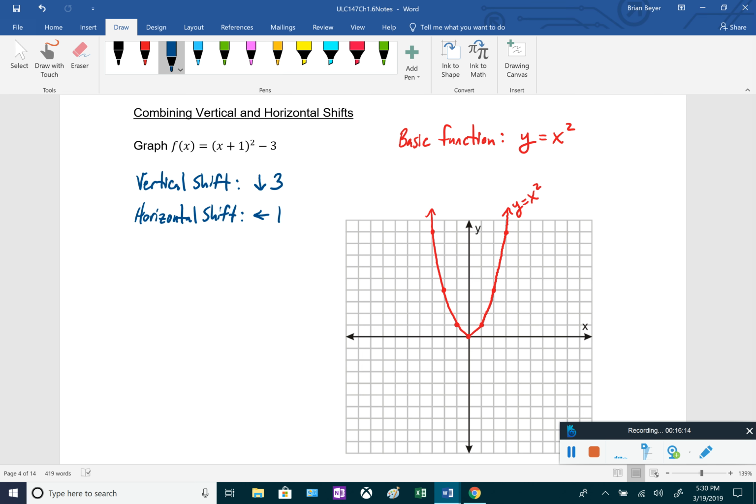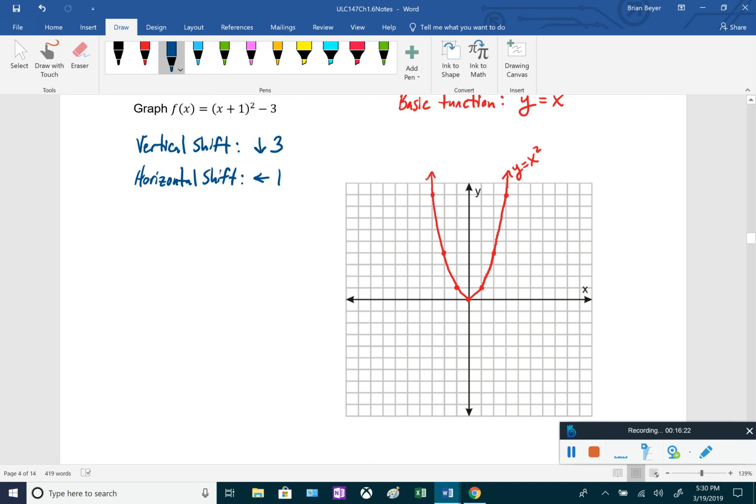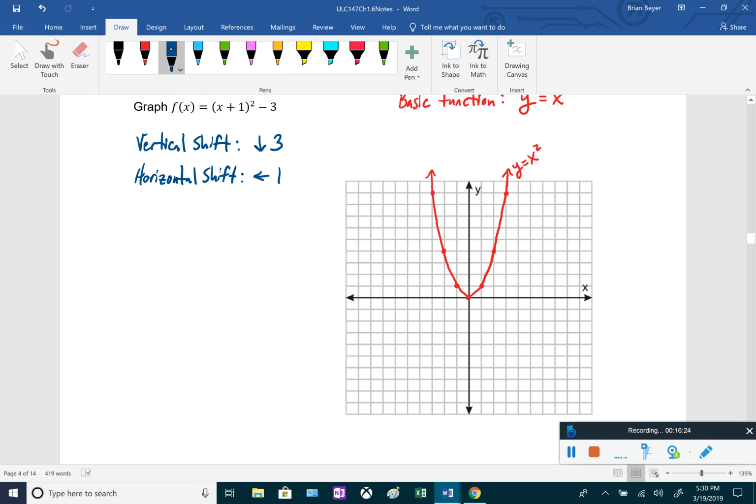So it's going to be a vertical shift down 3 units. So we're going to move every point down 3, and it was a horizontal shift to the left 1 unit. So we're going to move everything down 3 and to the left 1. So all of those points down 3 to the left 1. And we should end up with this. So the blue one will be our function f of x. So everything went down 3 to the left 1.